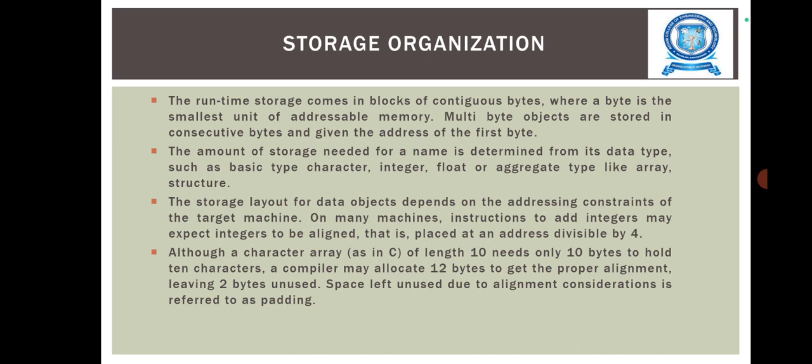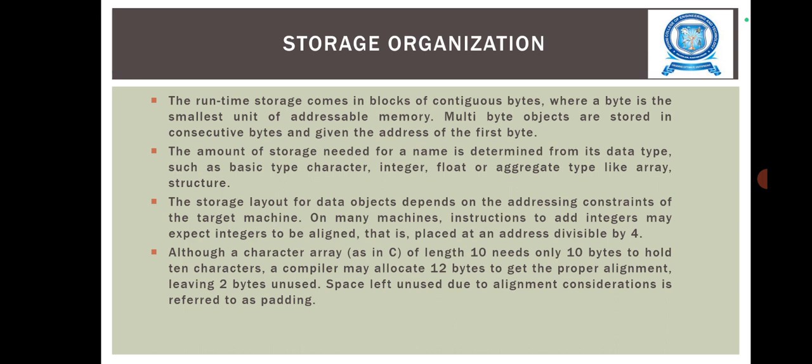The amount of storage needed for a name is determined from its data type, such as basic type, character, integer, float, or aggregate type like array or structure. The storage layout for data objects depends on the addressing constraints of the target machine.